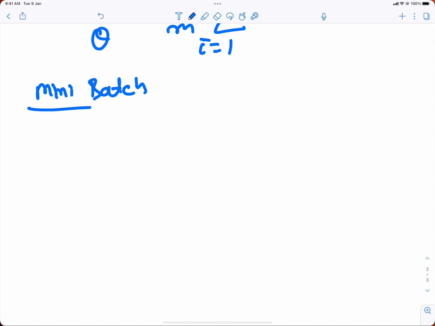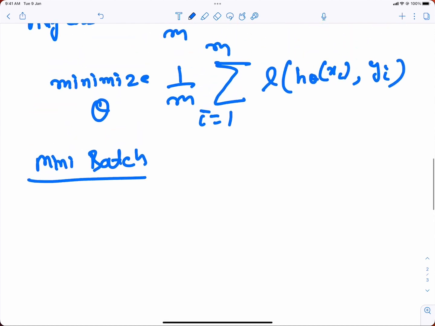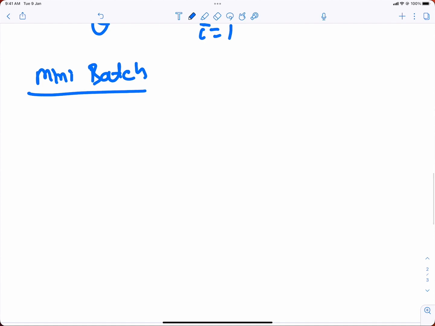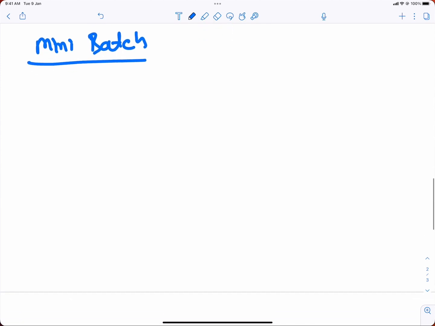We use mini batch instead of computing the loss over all the examples, which is 1 by m of this. We just find the loss for one batch only. Then we keep updating the parameters, and then we move to the next batch, and then the next batch. This is what we do.